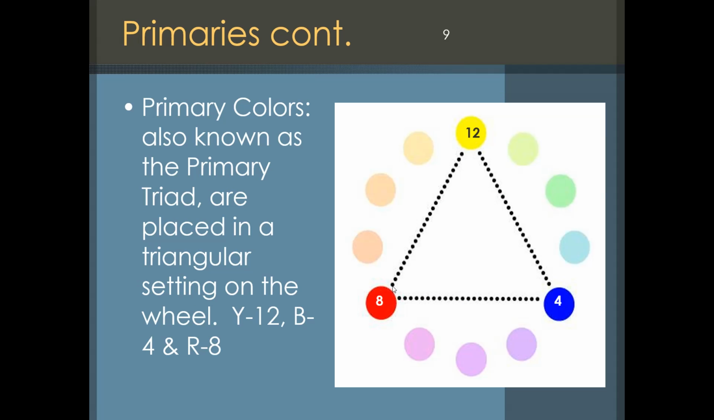All right, the primary colors are placed at 12 o'clock, 4 o'clock, and 8 o'clock on the color wheel. If you put a line between all three of these colors, you would get something triangular. We call this a triad. So we call these three colors the primary triad.